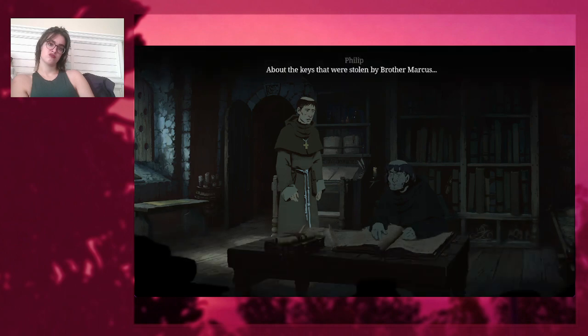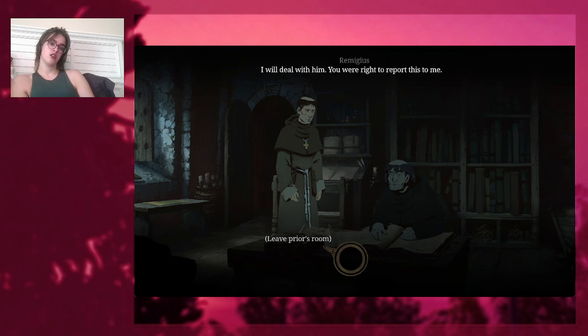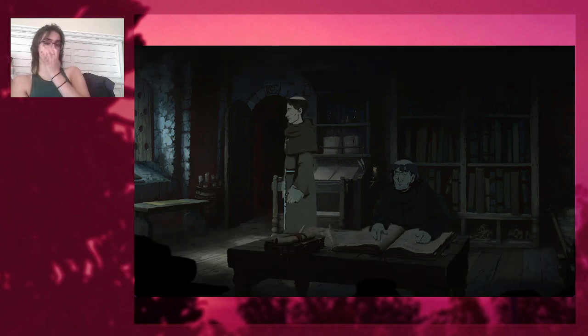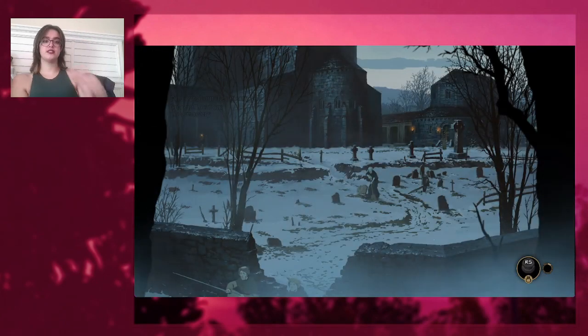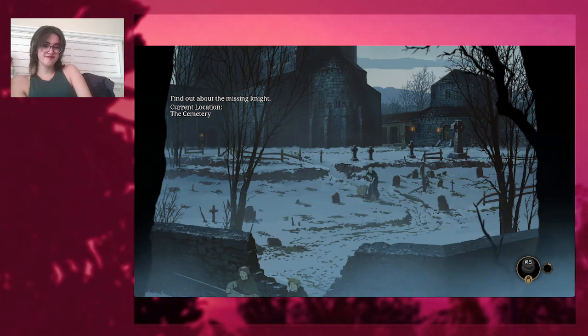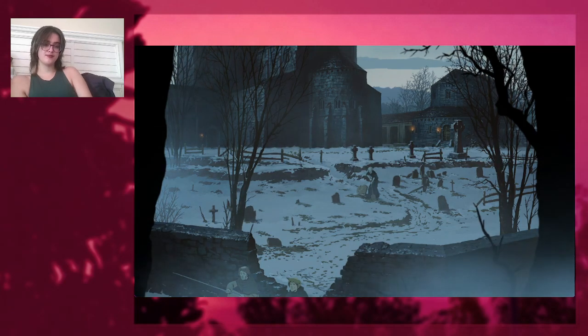About the keys that were stolen by Brother Marcus. I will deal with him. You were right to report this to me. Brushing me off. What the heck? Dang. Yeah, we need to wait for him to leave the room at some point, if he ever does. I don't know. I'm getting the sense that he might never leave. So, we'll see.